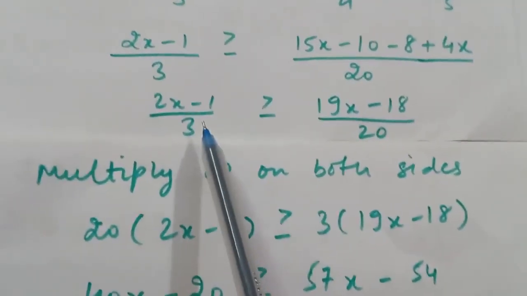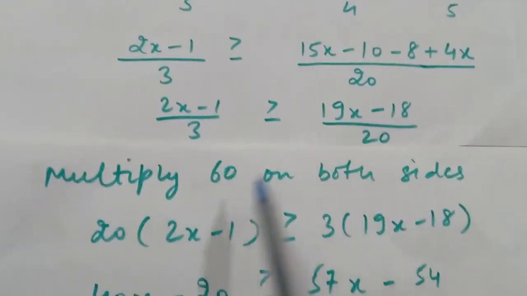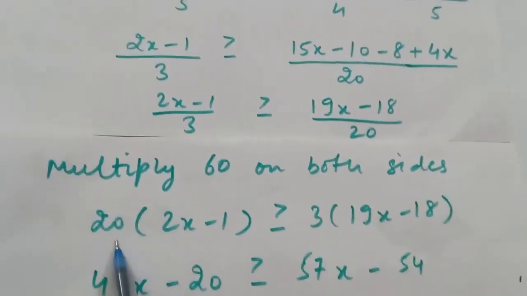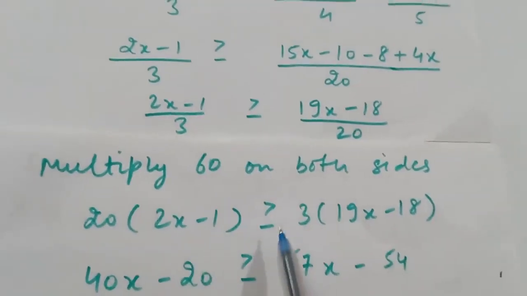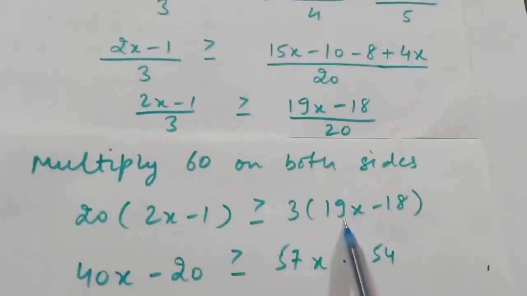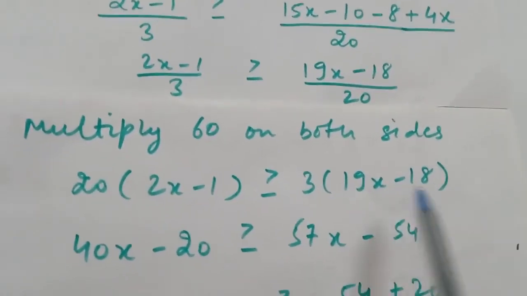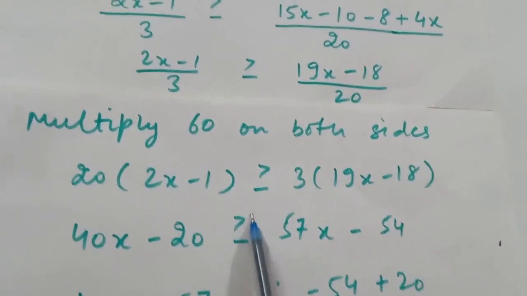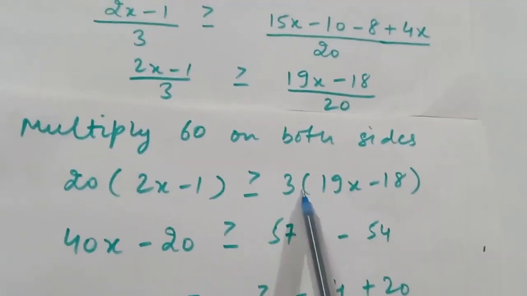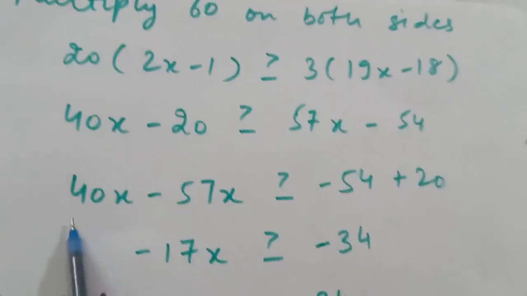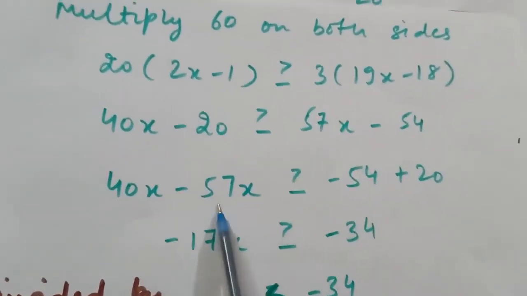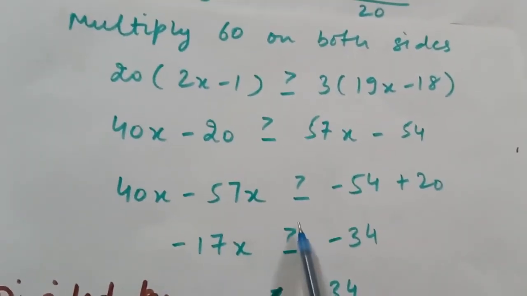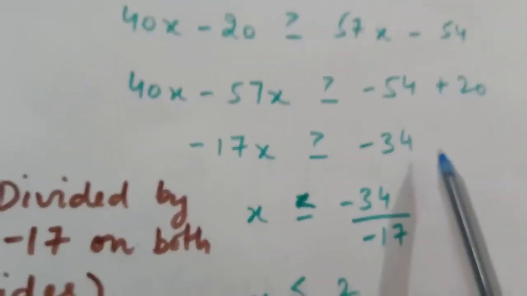Now on both sides multiply with the LCM of 20 and 3, which is 60. So multiply 60 on both sides. You'll get here 20(2x - 1) ≥ 3(19x - 18). Multiply 20 with both the terms, you'll get 40x - 20 ≥ 57x - 54. Now taking 57x this side and 20 that side, you'll get -17x ≥ -34.